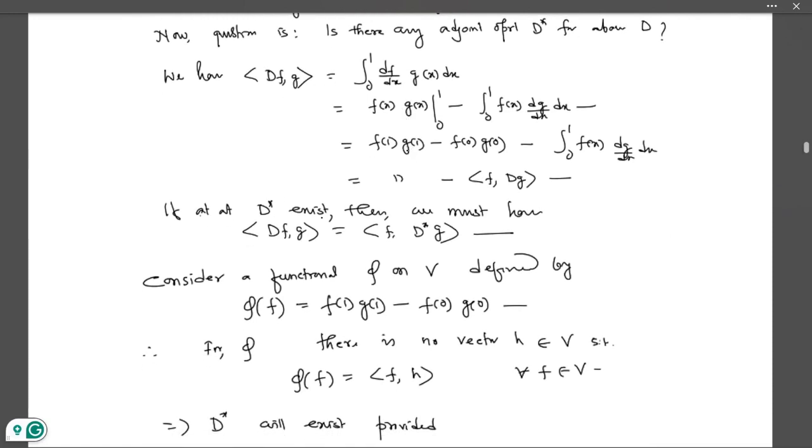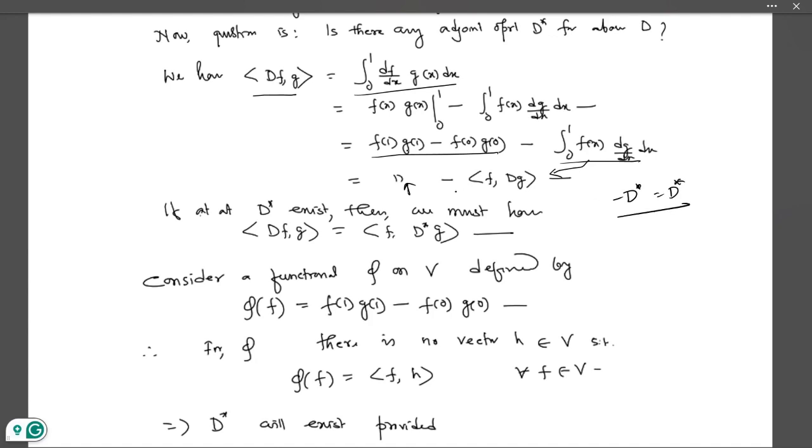So <f, Dg> is calculated like this. Df is equal to df by dx, and this is equal to this. But while calculating the integration from 0 to 1, we get this value first minus this. So this part is good, the inner product of f with dg. It seems like if this was 0, then minus d will be the adjoint. Minus d is a good choice for d star.